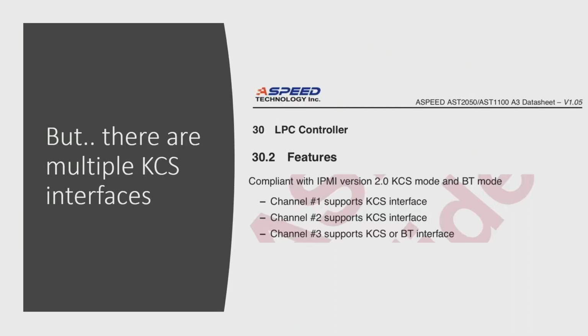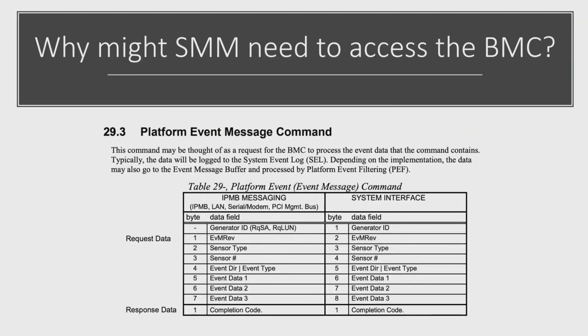Unfortunately, there isn't just one. So we saw that advertisement of one in the DMI decode output, but often there's going to be more than one. There's going to be two or three. Why do we need multiple KCS interfaces? Why would a BMC ever support multiple? It's only going to be plugged into one bus. So well, why does it have more?